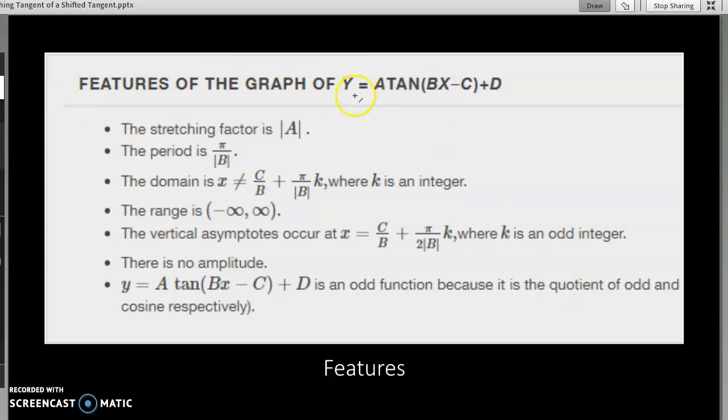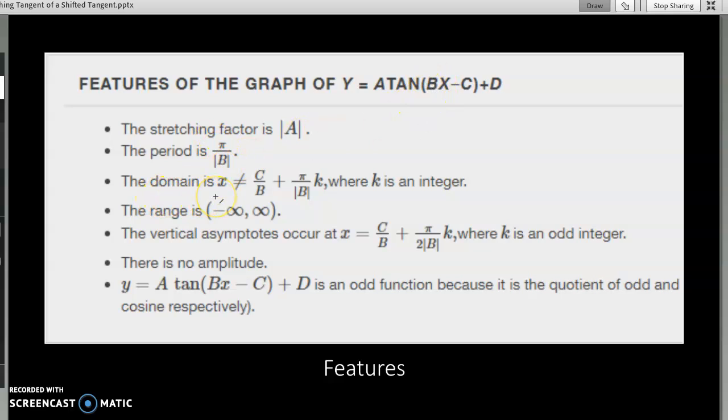We're looking at the features of the graph. So we have y equals a tangent bx minus c plus d. This is the standard form of our graph. We know that it's stretching by the absolute value of a. The period is going to be in the form of pi over the absolute value of b.